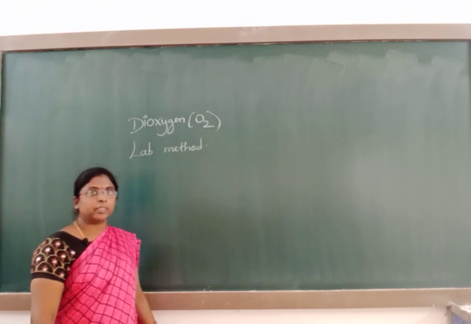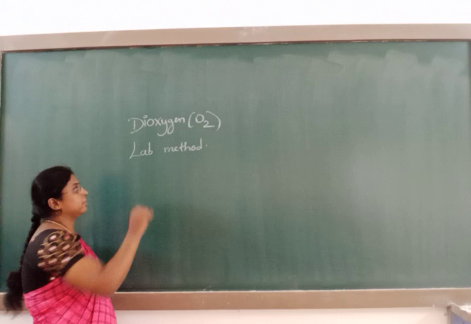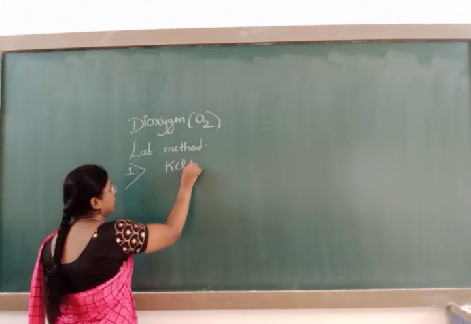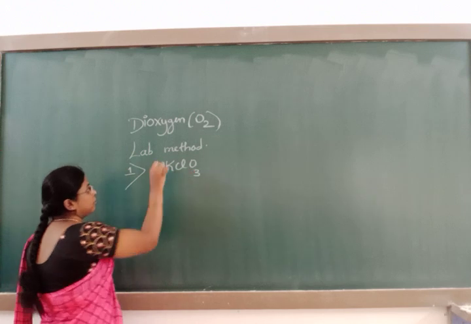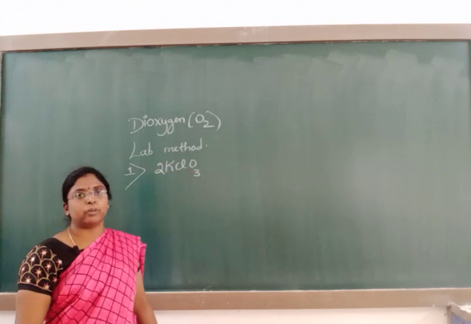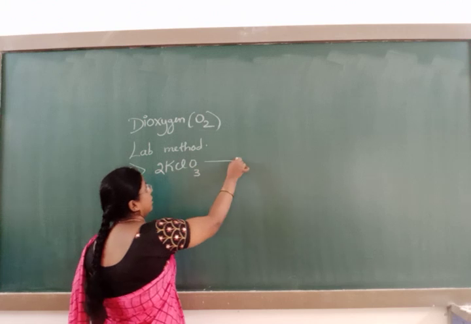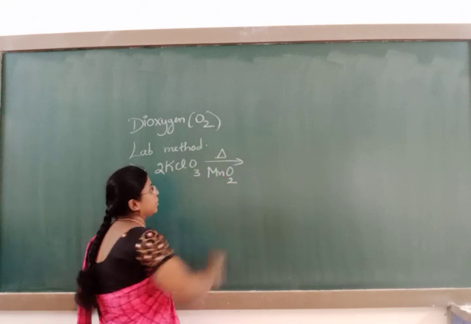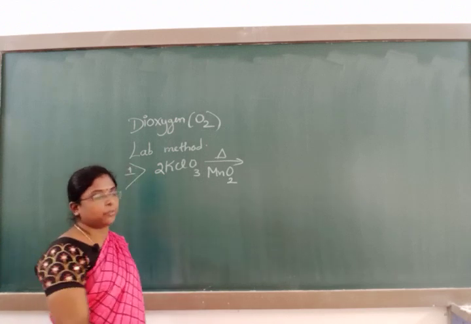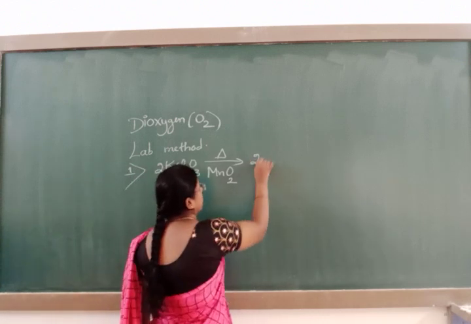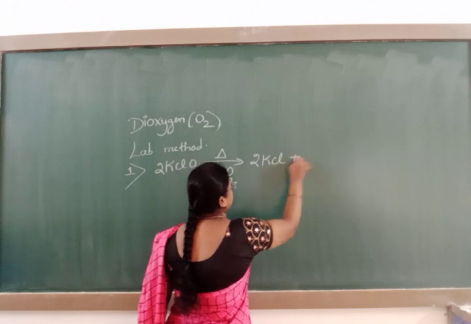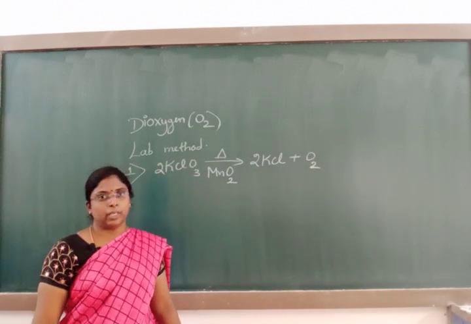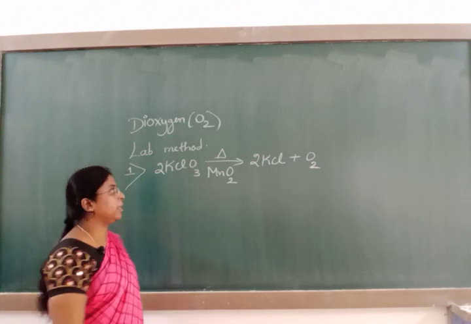So, the first method is using potassium chlorate. The formula for potassium chlorate is KClO3. Potassium chlorate on heating in the presence of manganese dioxide, MnO2, decomposes to form potassium chloride and dioxygen. In this way we can prepare dioxygen in the lab.